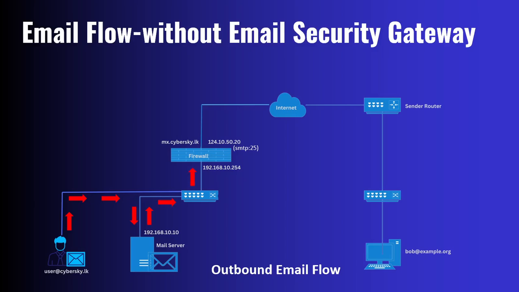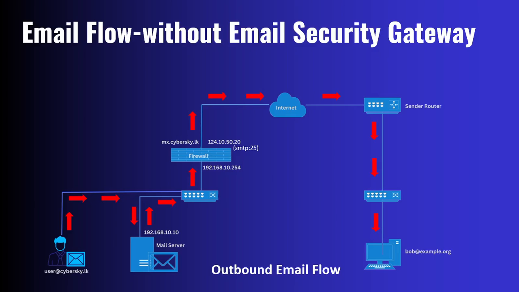This is the SMTP flow through the firewall, it's allowed, and then it will go to the internet. The receiver gets it through their firewall, and then their mail server accepts it, and Bob will receive the email. So this is how the outbound mail flow works without the email security gateway.